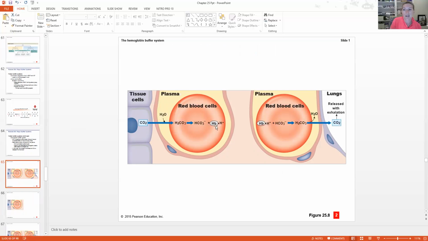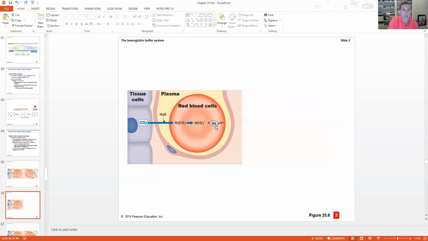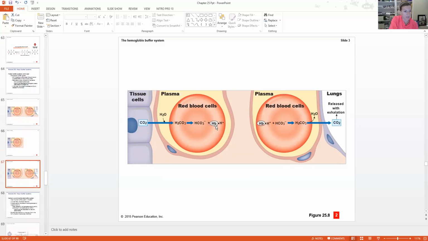This is like a double buffer system, right? We have our bicarbonate buffer system working here, and we have our protein buffer system working here. Because remember what happens with the bicarbonate? The bicarbonate is shifted into our blood plasma with a chloride ion, right? That's the chloride shift. The chloride ion comes in and the bicarbonate gets pumped out. And then the opposite reaction happens in the lungs to release that carbon dioxide. These are the individual slides.